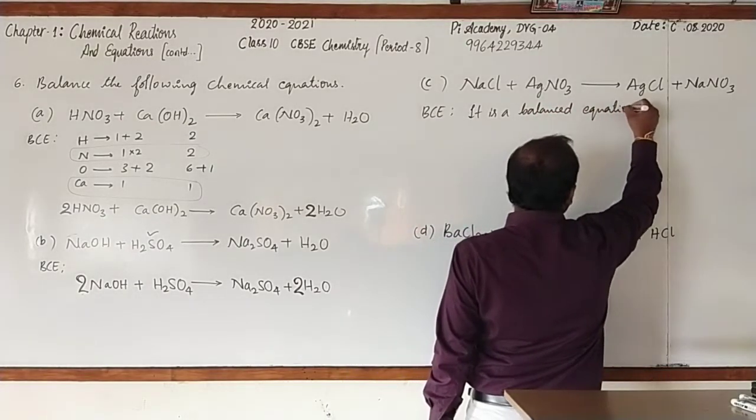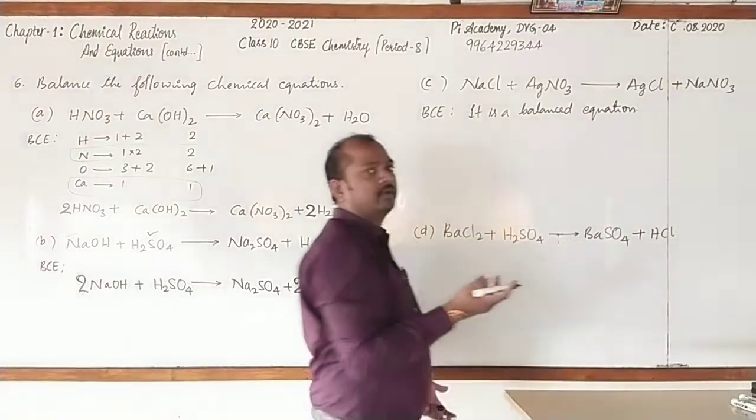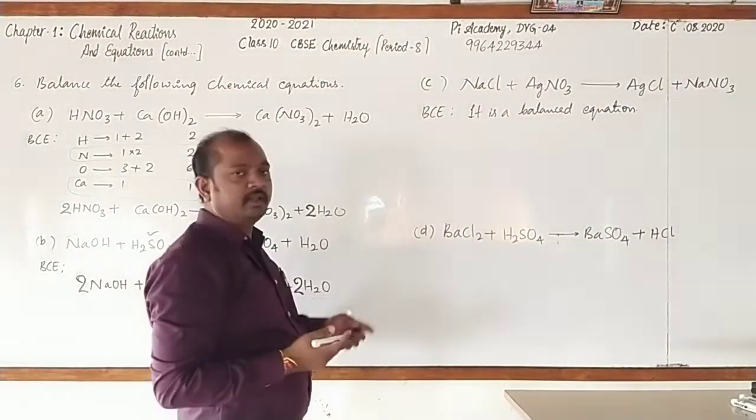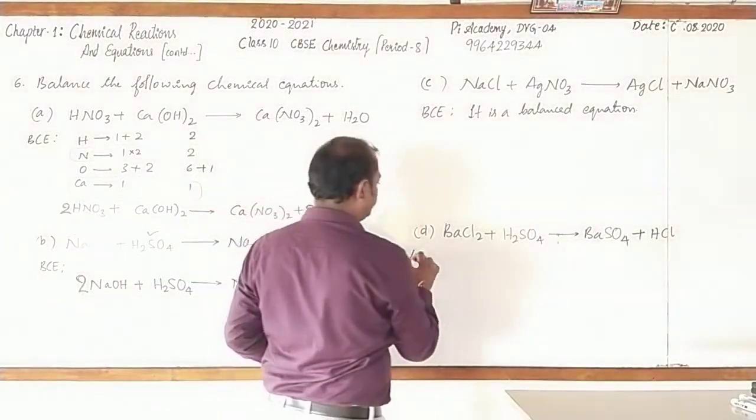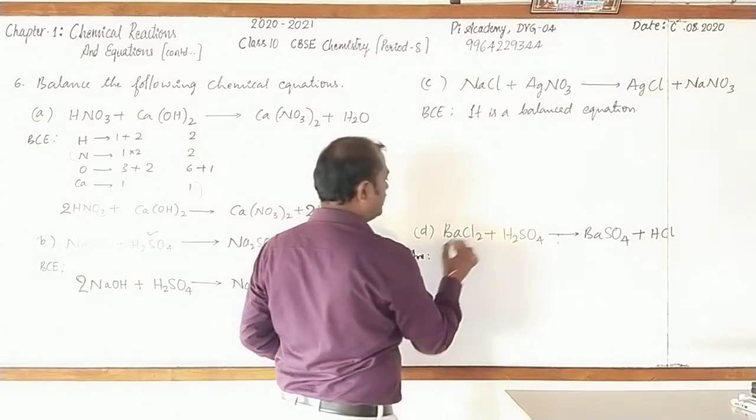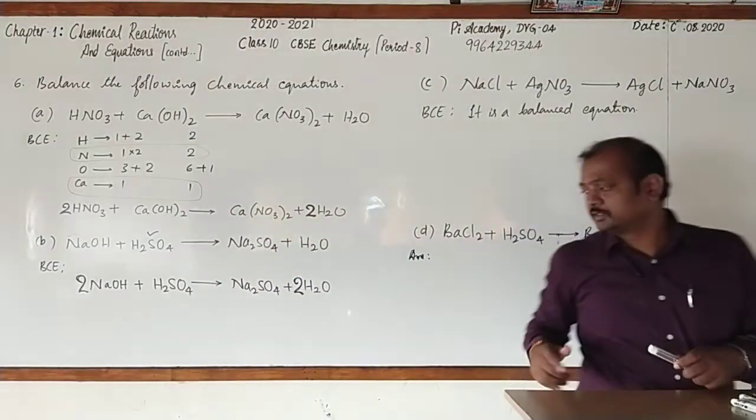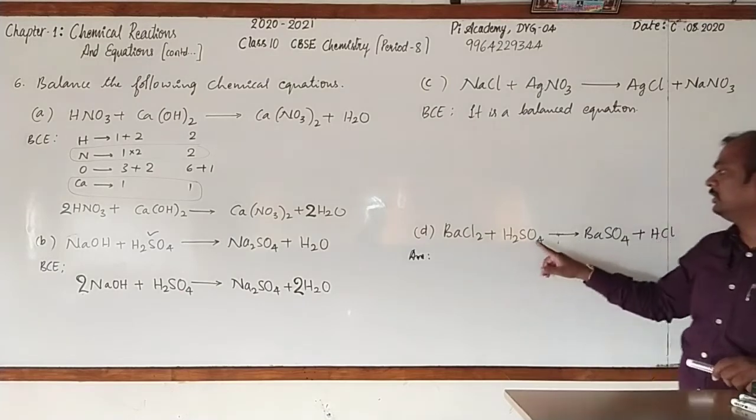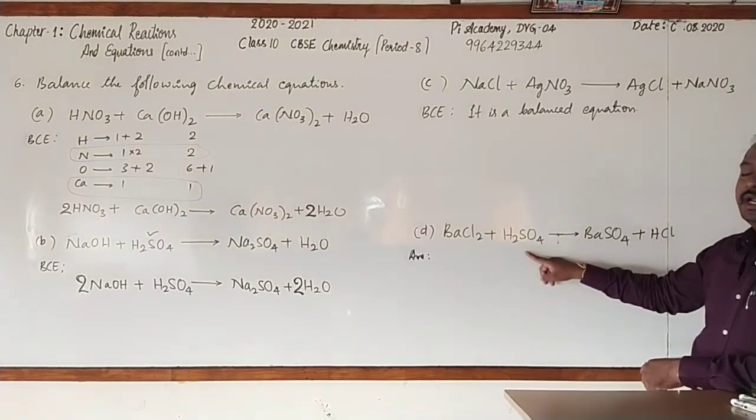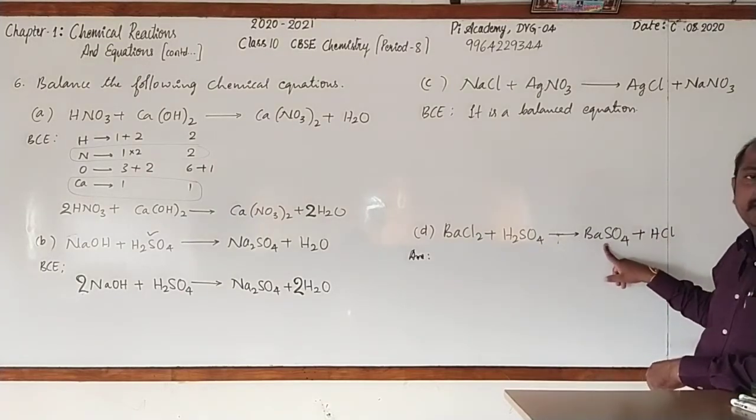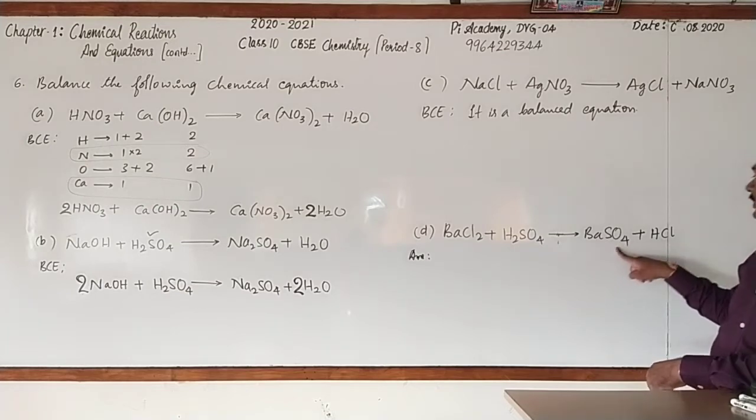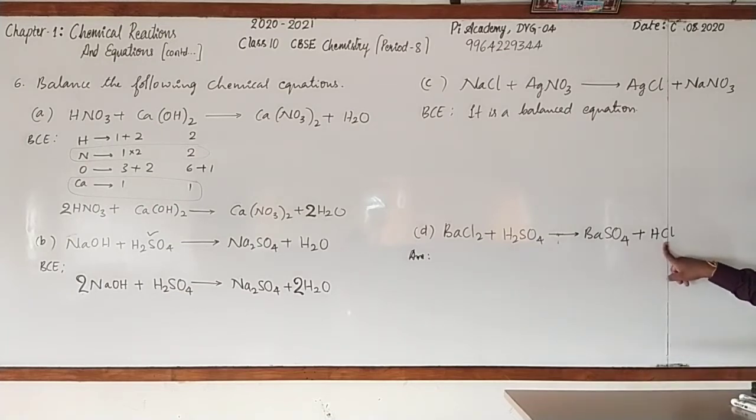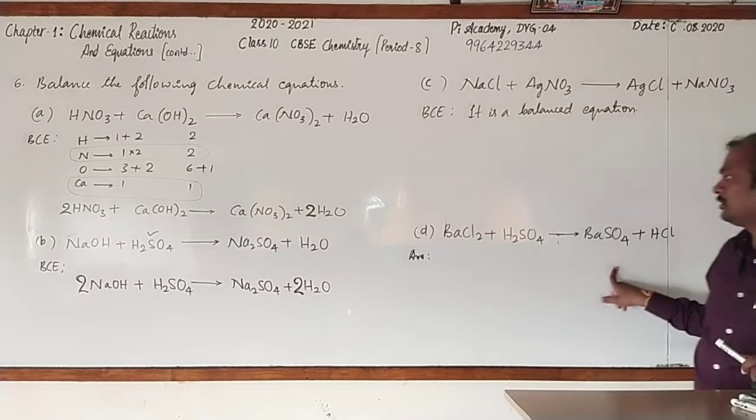Balanced equation. So no need to go for balancing again. Clear? Please go through this one. BaCl2, barium chloride. H2SO4, hydrogen sulfate. BaSO4, barium sulfate. HCl, hydrogen chloride.